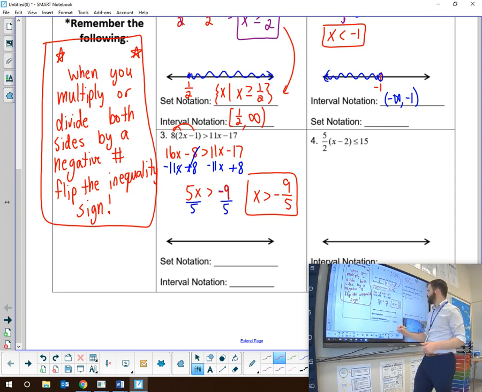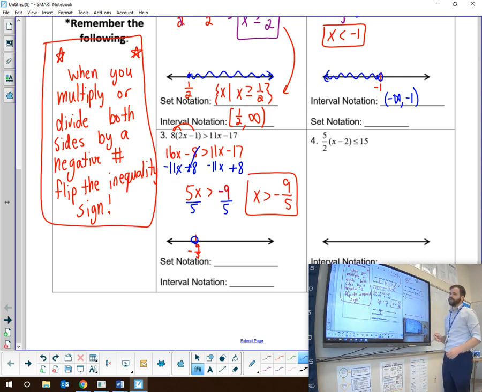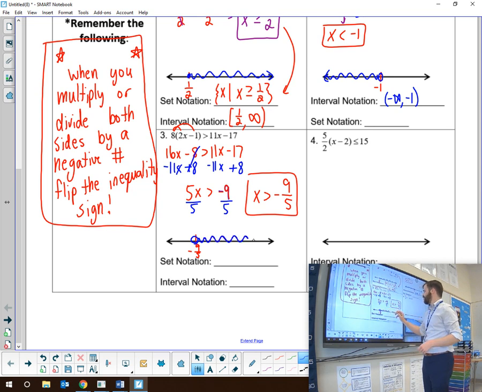So I'm going to put a point here. I'm going to name it negative 9/5. I'm going to put a circle at that point because I know it is not equal to that point, but it's going to be greater than. We're going to go to the right.